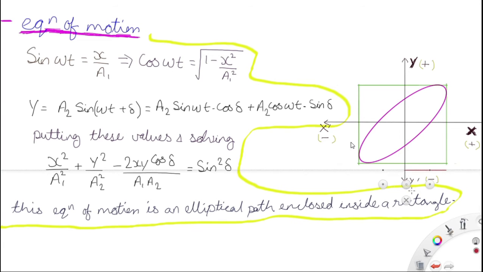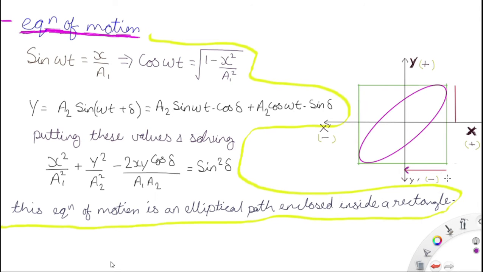Now the ellipse has a semi-minor and a semi-major axis, represented by a1 and a2 respectively. Whichever is greater will be the semi-major axis, and whichever is lesser will be the semi-minor axis.